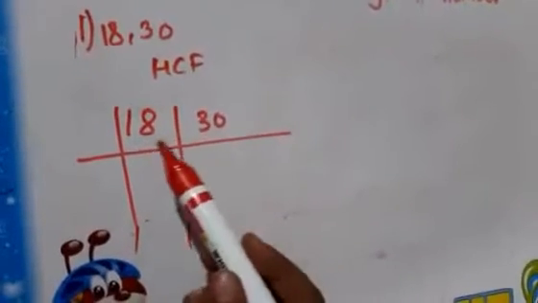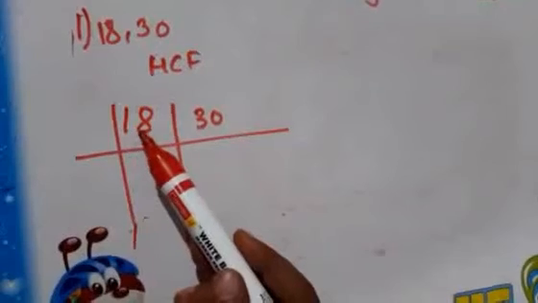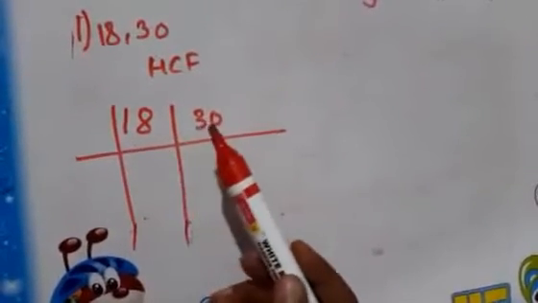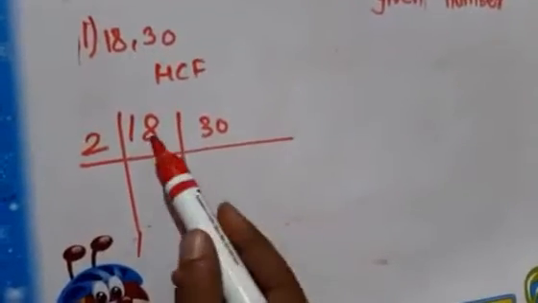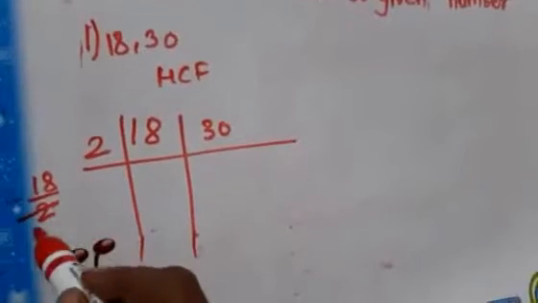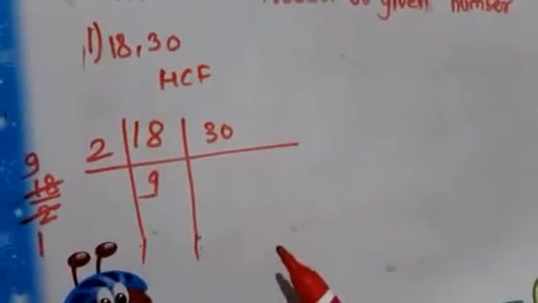For both these numbers, we will go for the vertical method. Here is 8 at the unit place and here is 0 at the unit place. So, both numbers are divisible by 2. Here we can take 2. Below 18, what should be written? 18 divided by 2: 2 ones are 2, 2 nines are 18. So here will be 9.